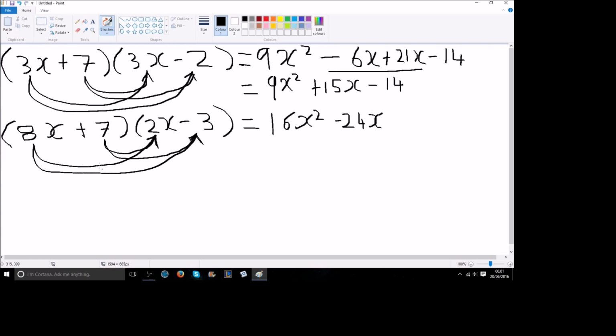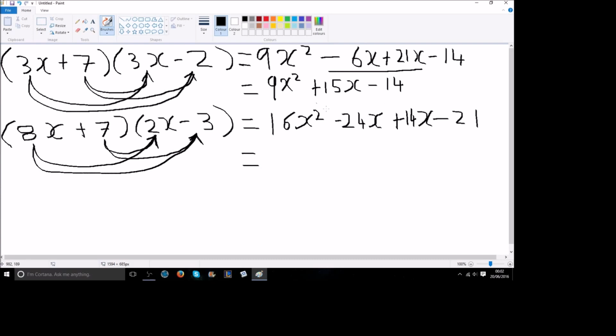Now the next part is we do 7 times 2x. For this we do 7 times 2, which gives us plus 14, and then there's an x, so we have to write x. Now we do this number times minus 3, which gives us minus 21. Just like the last question, we have expanded it. Now we need to simplify.